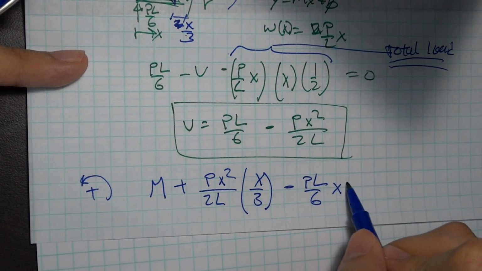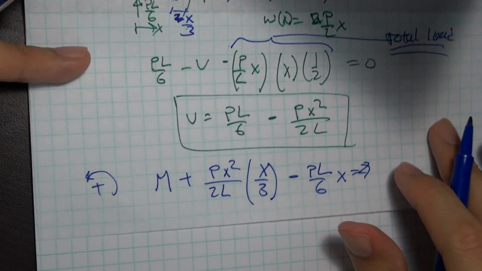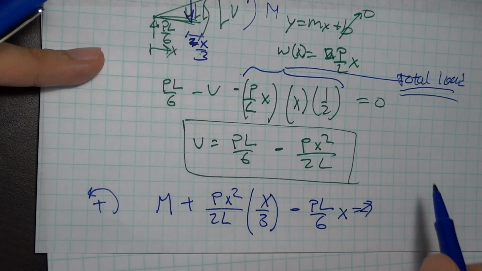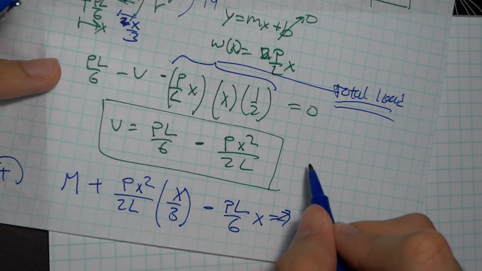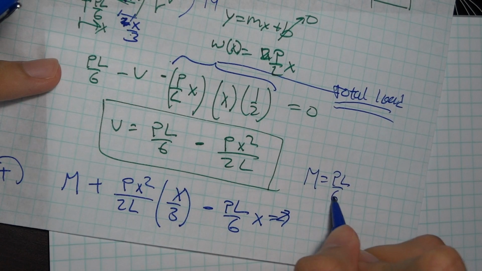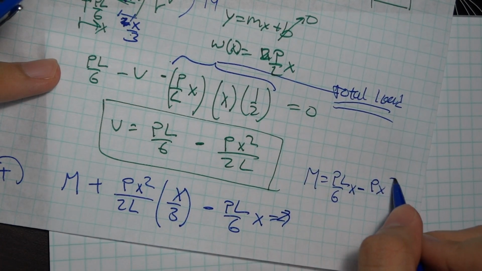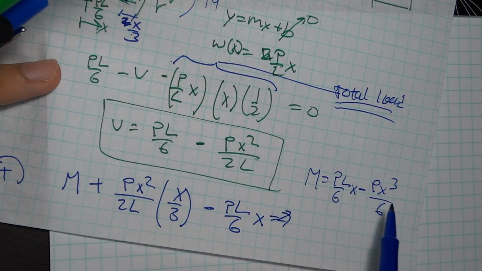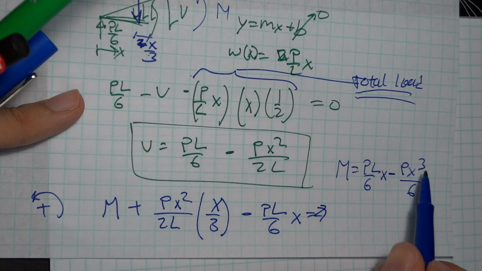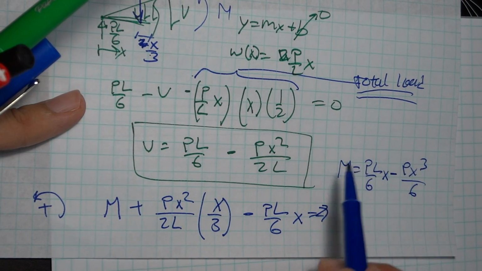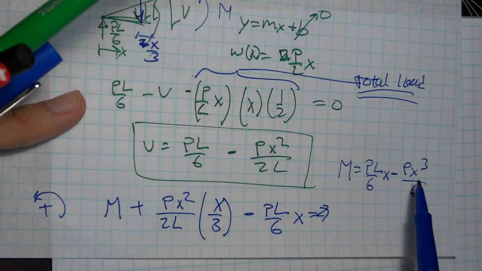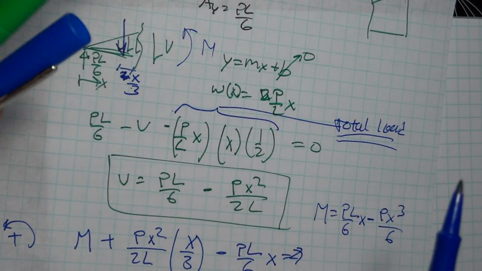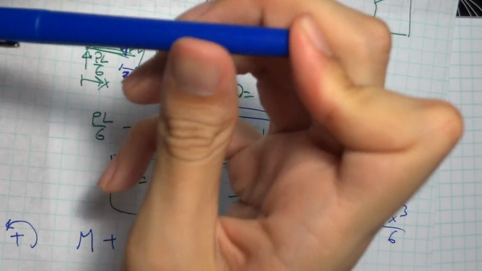So what is my moment? I want to keep this on one page here, so I'll squeeze it in over here. PLX over 6 minus PX cubed over 6. And again, we went up by 1 power. So it went from a square to a cubic. You're always going to go up in power as you go up in forms.